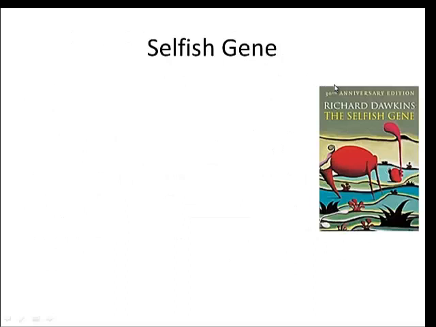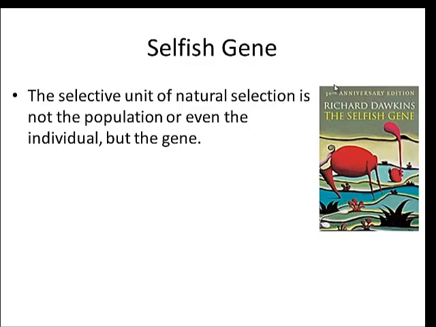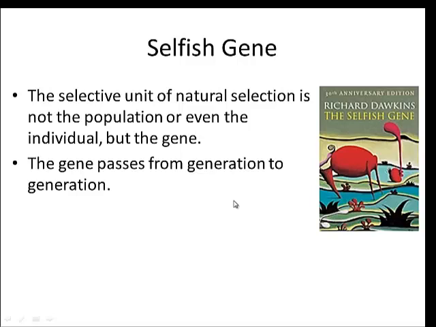Well, here's a book that I read a long time ago. I really like it, by Richard Dawkins. I was actually at Oxford University, where Richard Dawkins works, and it was kind of nice to be able to work with him a little bit. So what is the selective unit of natural selection? It's not the population. That's not true. We'll see that. It might not even be the individual, which is really what Darwin talked about. What is selected out is the individual. It might be the genes. It might be the genes that are the selective unit of natural selection.